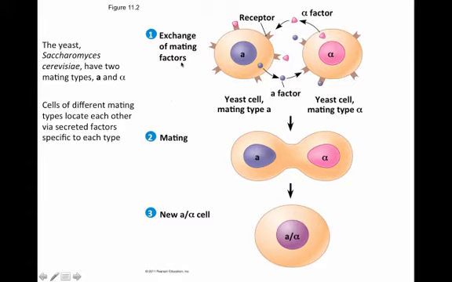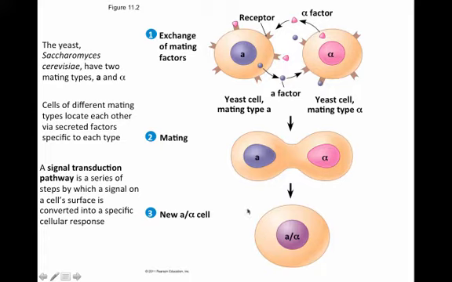What is happening here is these yeast are mating. So in order to mate, they have to locally secrete signals or factors, if you will, ligands, if you will, to each mating type. And when that occurs, the yeast mate, as you see here, and produce a new cell. And this new cell combines the material from the A and the alpha yeast cell. And so now you have a new A alpha cell. And this occurs because of a signal transduction pathway.